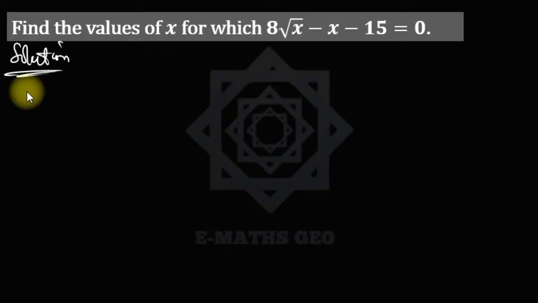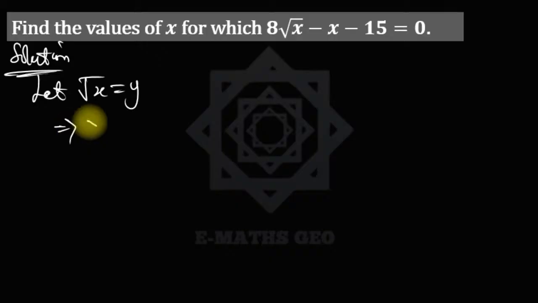Find values of x for which 8 root x minus 15 is equal to 0. So what I will do, since I'm seeing a square root, let's call root x to be y. So what do you notice? It now implies that x is y squared. That's squaring both sides.